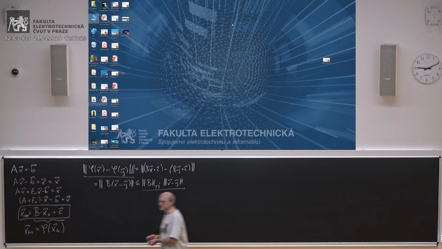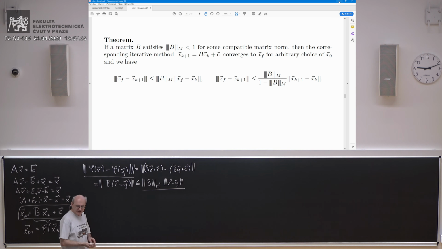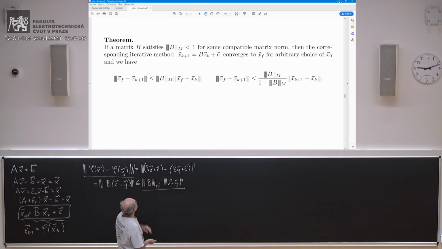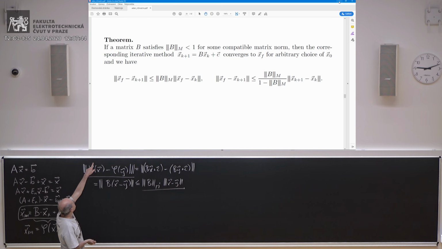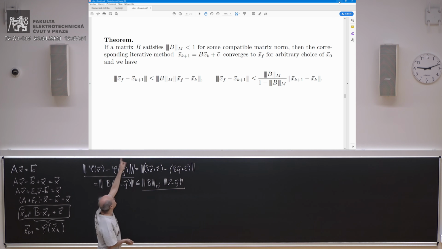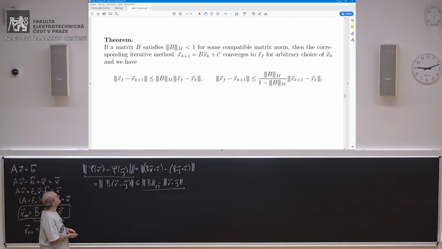This deserves a statement. Here we go. If the matrix which determines our iteration has a norm less than 1 for some compatible matrix norm, then our iteration converges, and we have two inequalities there, and they are interesting. Let's have a look at them. The first inequality on the left shows the absolute error of the (k+1)th approximation, or the (k+1)th iteration if you want. And on the right there is the error of the kth iteration. So this is something which tells us about the order of convergence. Let's have a look at it.